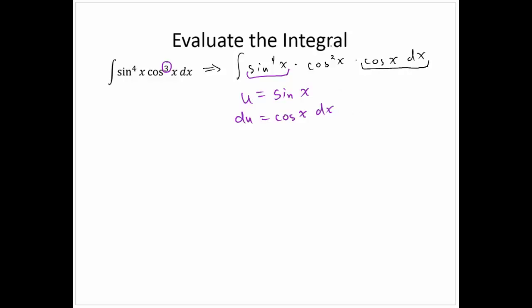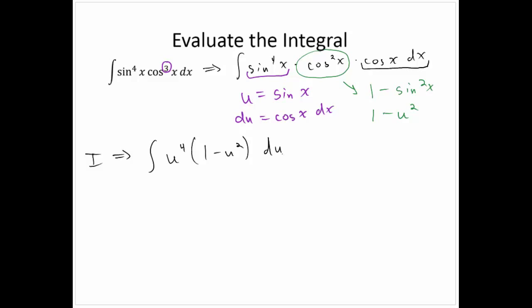And so now all I need to do is get rid of this cosine square x. So I'm going to use the fact that cosine square x is 1 minus sine square x, which with my substitution, that's 1 minus u squared. And so then the integral becomes the integral of u to the 4th times 1 minus u squared du. So that's the integral of u to the 4th minus u to the 6th du.